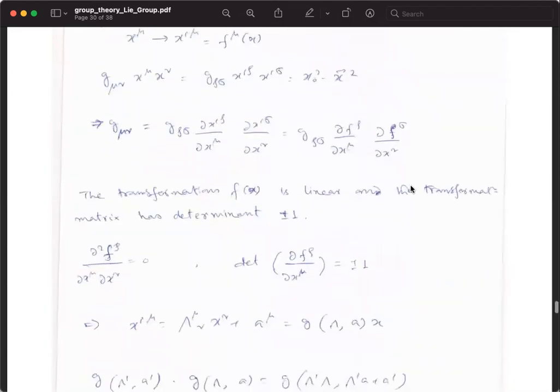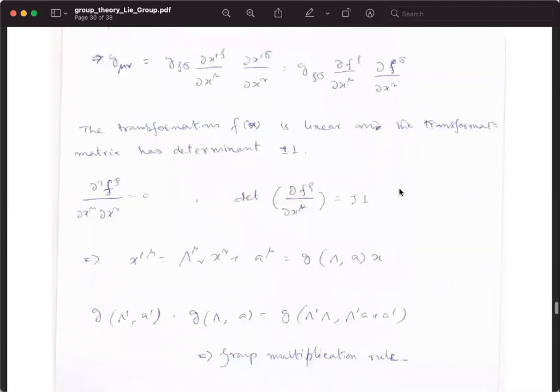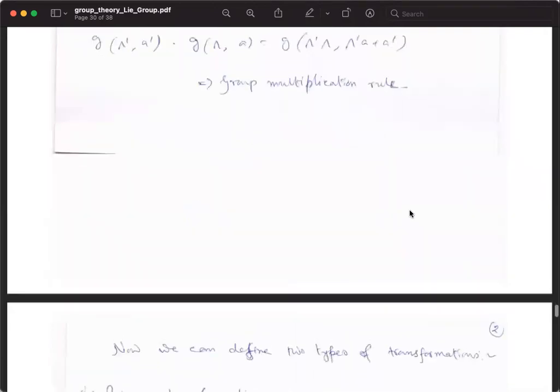Okay, and the transformation f of x is linear, and the transformation matrix has determinant plus or minus 1. So you can define x'^mu equals lambda^mu_nu x^nu plus a^mu. But a^mu, you can see, is a kind of translation. The whole thing you can write as a function g of lambda, a acting on x. Now if you take a product of two such consecutive transformations, you get another g, which is a function of lambda prime lambda and lambda prime a plus a prime. So this is the group multiplication rule defined here.